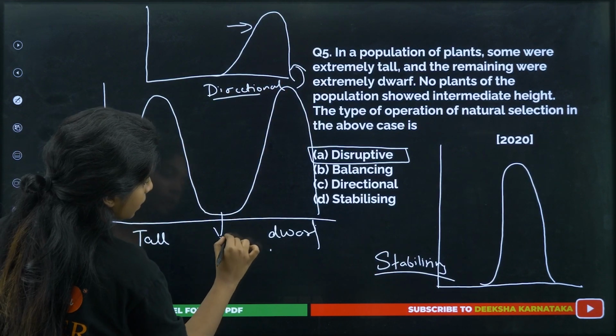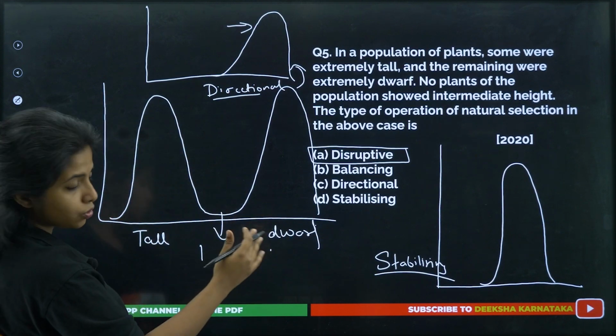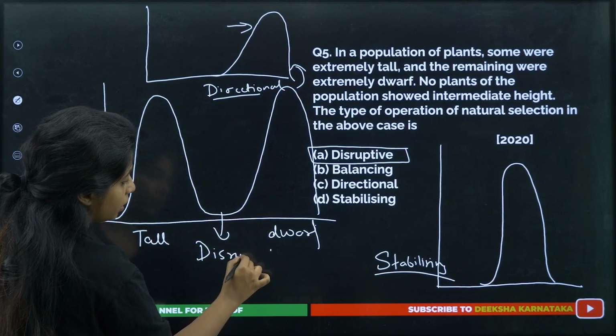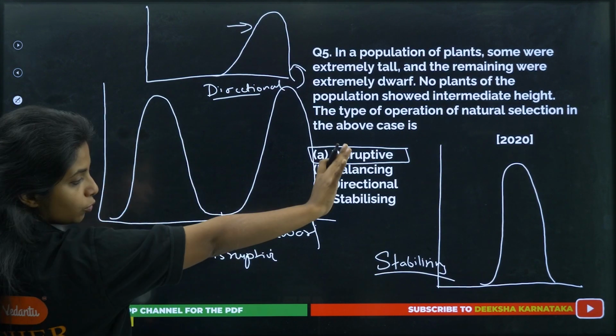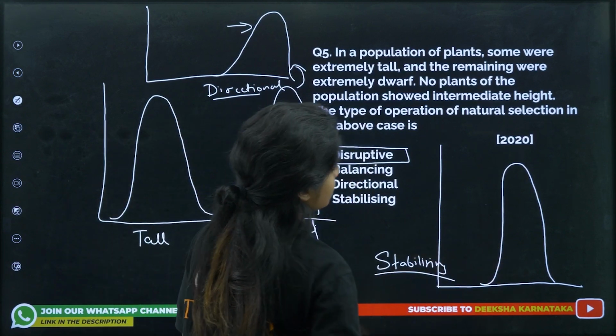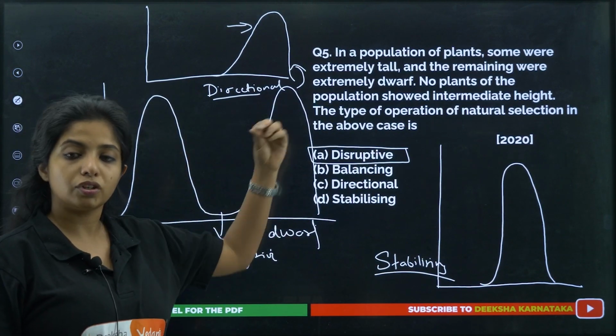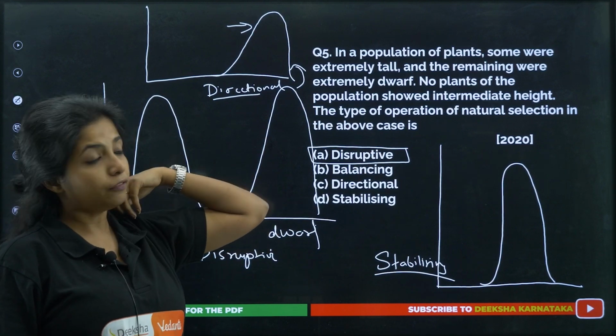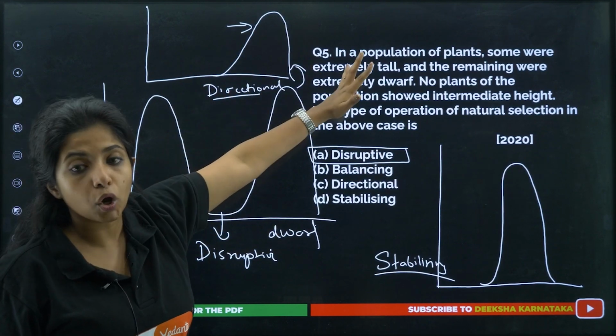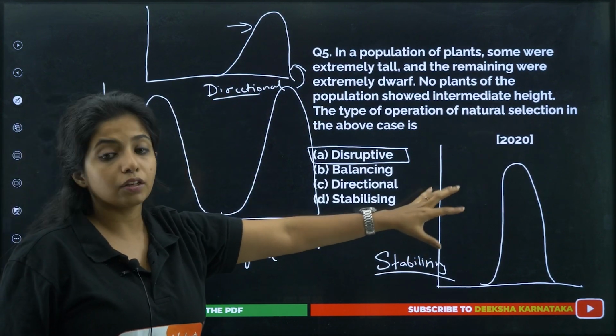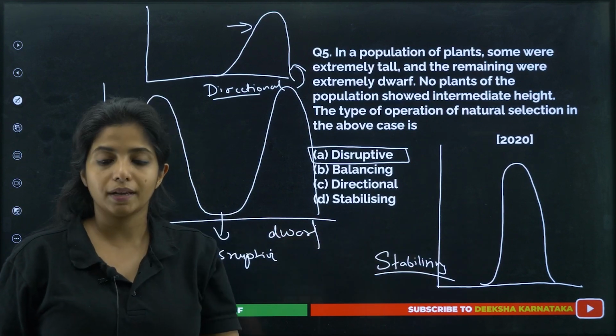When two extremes are being chosen together, it is known as disruptive. It is disrupting the whole thing. It's like moving away. Over here, this is the stabilizing one. Cool. So if you have extreme features over here, just understand you're talking about disruptive. If it is saying that there is only extremely tall, that means it is directional. If it is saying there are only intermediate height ones, that means it is stabilizing.